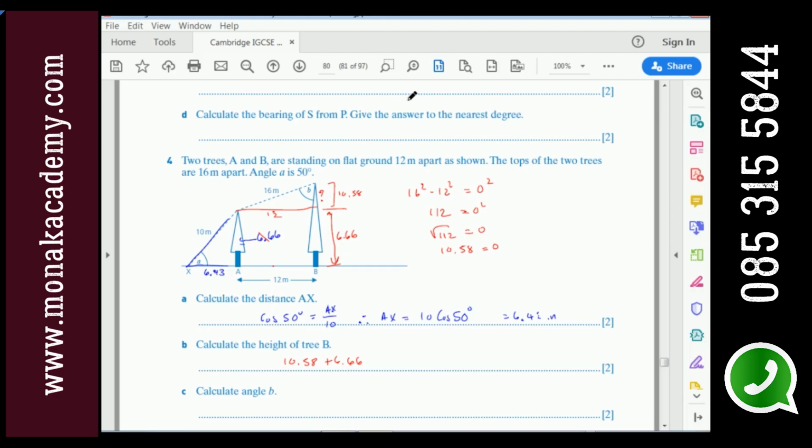Okay, so angle B, I can use any method I want. So SOH CAH TOA, I'll use opposite and hypotenuse. I will use sin B equals 12 over 16. So B equals sine negative 1 of 12 over 16.